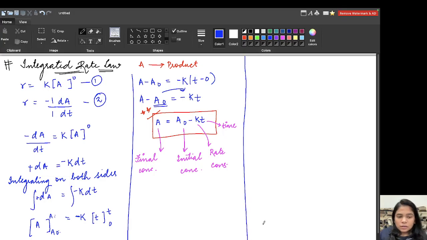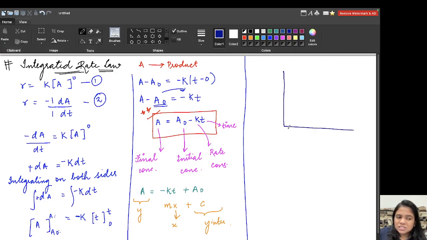Now, if I want to draw a graph of it, how will I draw it? Just write it in the form of y equals mx plus c. That's how you draw the graph in all the reactions. So, I am writing A equals minus KT plus A naught. Same thing only. Here, your A will be your y, y equals mx plus c. Y will be on my y-axis, this thing will be on my x-axis. This will be my y-intercept, and the m thing will be your constant only. How do I draw a graph of it?